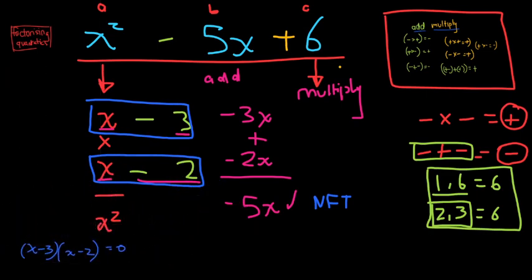I'll show you how to do it. So x take 3 and x take 2. Let's do it portion by portion. Let's do this portion first. So that means x take 3 equals 0.